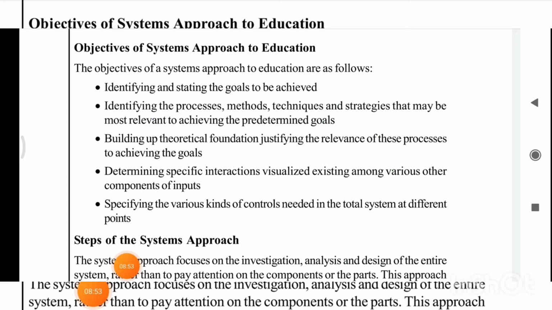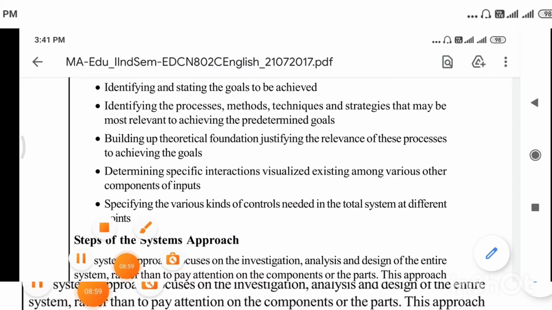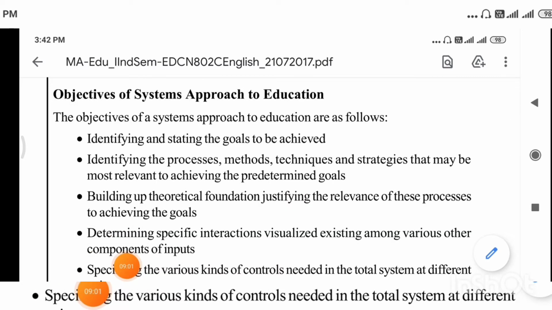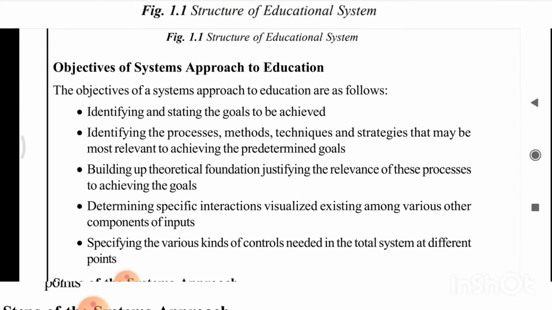Now we are talking about objectives, the objectives of our system education, the objectives of the system approach to education. The objectives of a system approach to education are as follows. What are these objectives? You need to understand. First thing is identifying and stating the goals to be achieved.